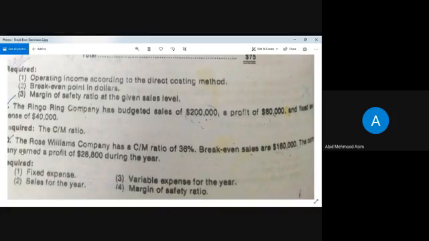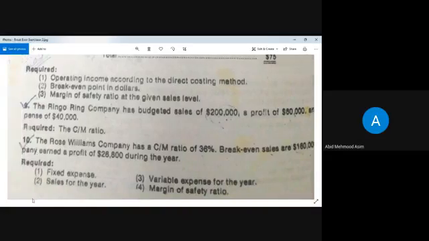So during the year, they have earned a profit, and the profit is given to you. Break-even sales are given to you. The normal sales, the actual sales, are not given to you, and the contribution margin ratio of 36% is also provided to you. Now you are required to calculate fixed expense and sales for the year.